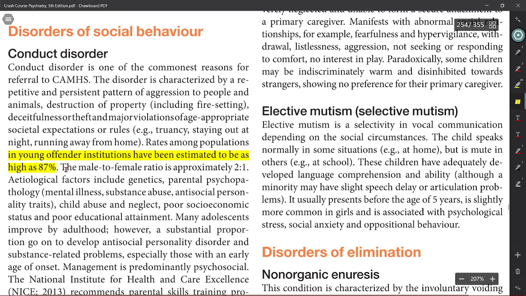The male-to-female ratio is approximately 2 to 1. Etiological factors include genetics, parental psychopathology, like mental illness, substance abuse, antisocial personality traits, child abuse and neglect, poor socioeconomic status, and poor educational attainment. Many adolescents improve by adulthood. However, a substantial proportion go on to develop antisocial personality disorder and substance-related problems, especially those with an early age of onset. Management is predominantly psychosocial.